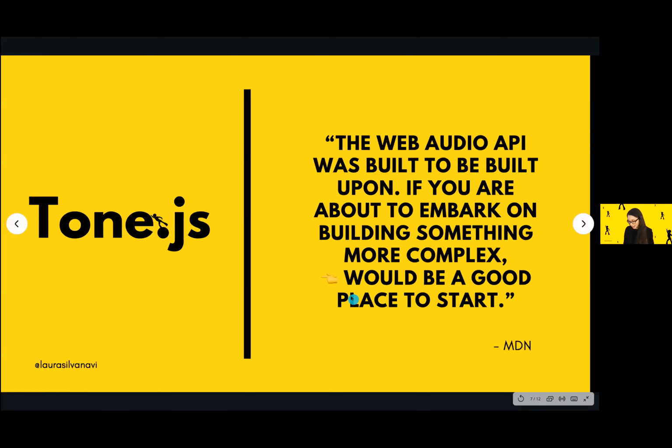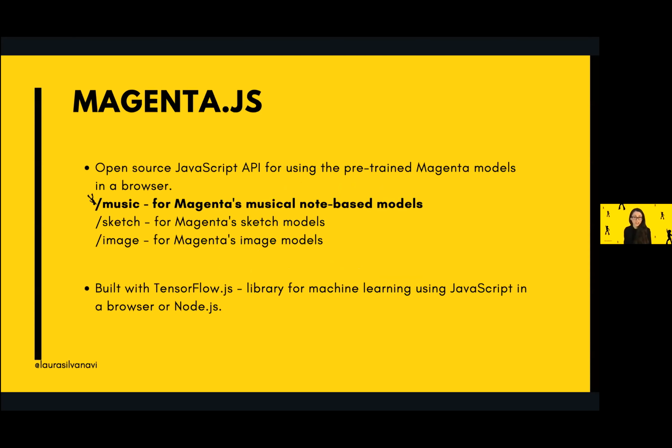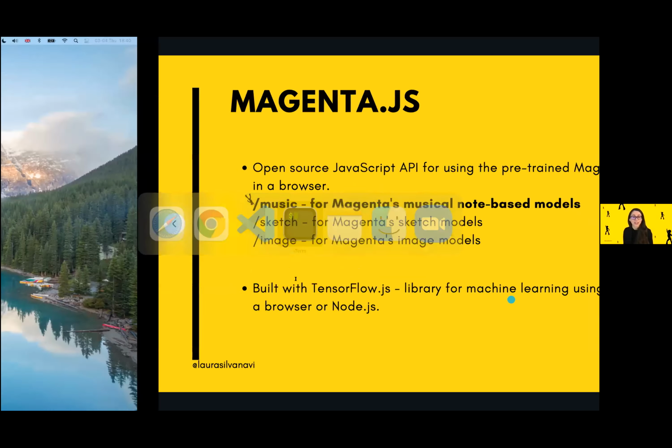I mentioned that I want to talk about another thing, about Magenta. Magenta is an open source research project, as you see, exploring the role of machine learning as a tool in the creative process. And that is not only music, that is art in general. And MagentaJS is a subset of Magenta, which is providing a JavaScript API to use those pre-trained Magenta models. And you see that we have music, sketch, and images. Today, I'm going to show you how we can use Magenta Music in our Vue application.